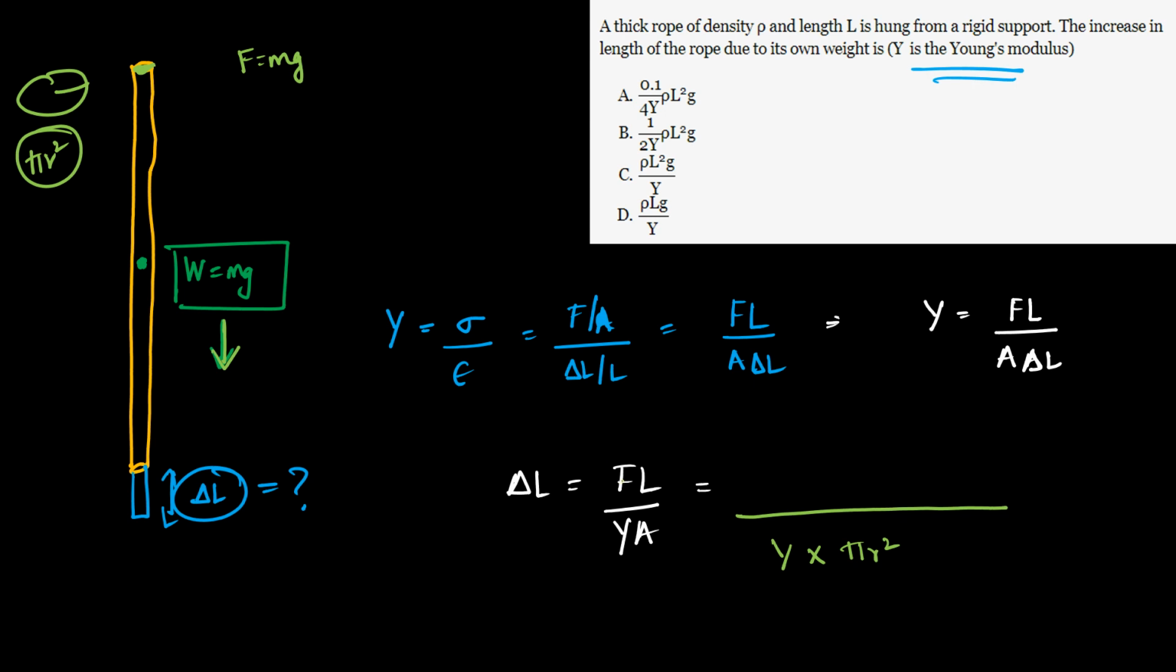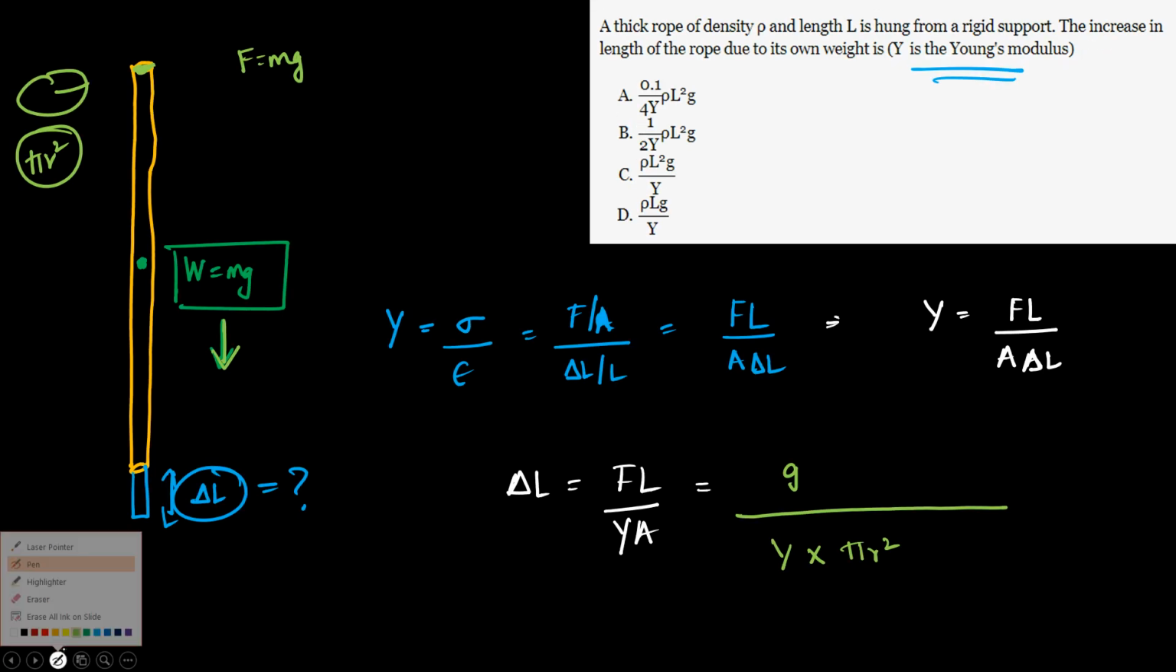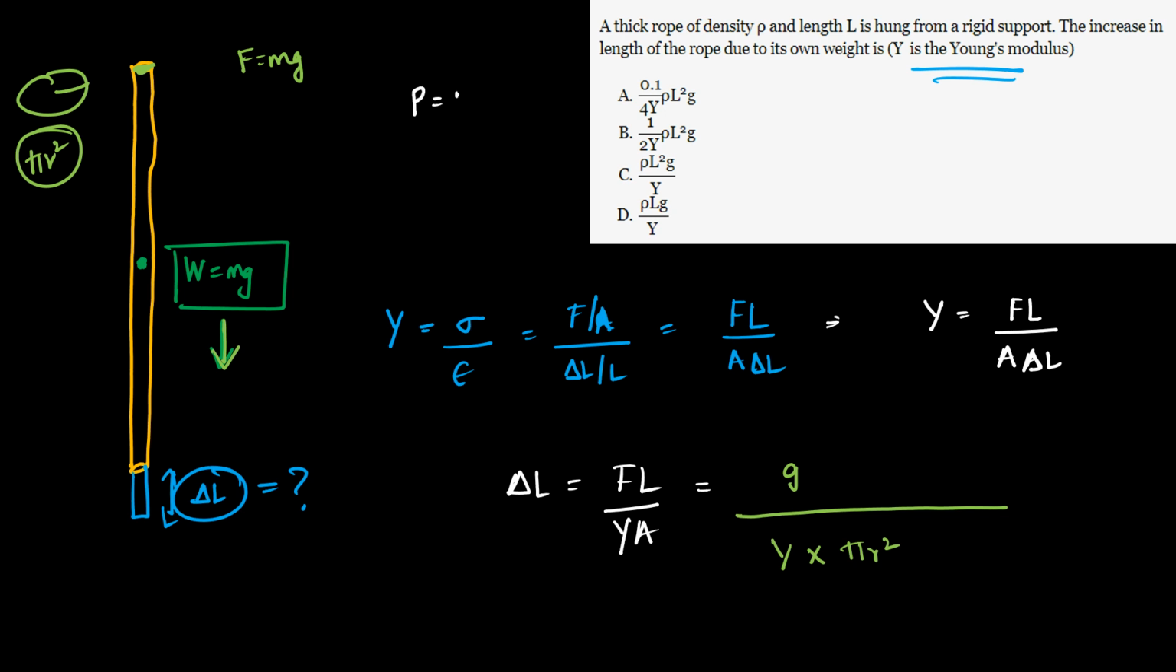Okay. And F is what? F is your mg. So g I will write down as it is. But do we know what your m is? M is not there, right? Is it there in the options? It is not there, right? But do I know that density is what? It is mass divided by volume.